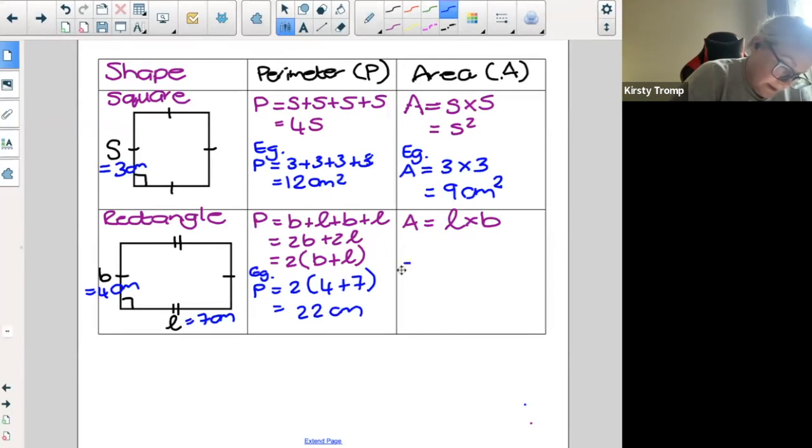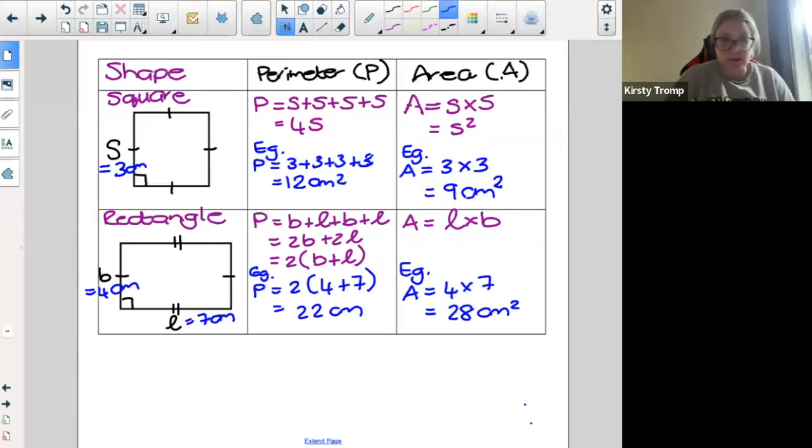And for my last one, G, area equals 4 times by 7. 4 times 7 gives me 28 centimeters squared.